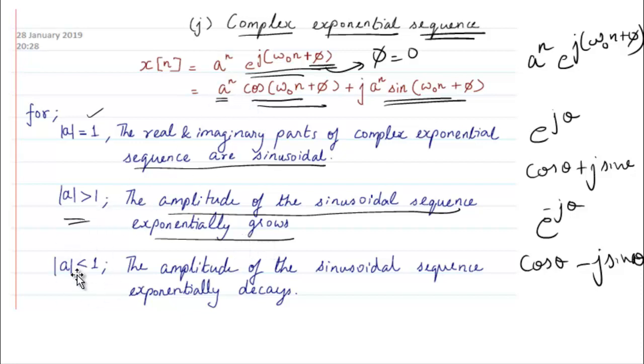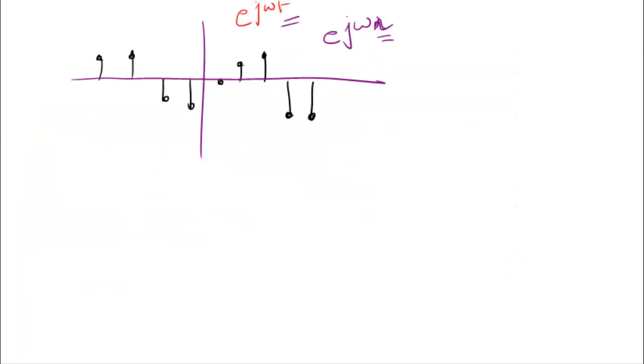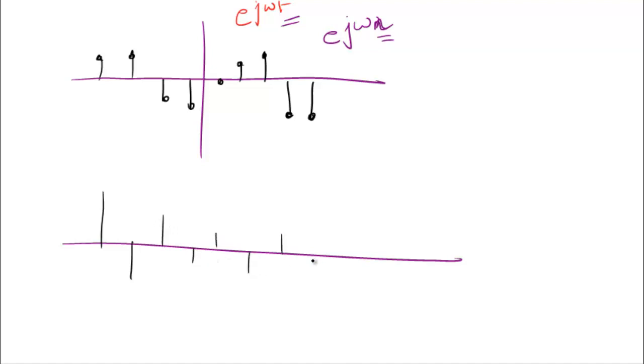So if a is less than 1, it is going to be exponentially decaying. You will have basically some set of values which will be decaying, and it will be basically some sinusoidal signal only. Originally it might be some sinusoidal signal like this, but obviously in discrete time we will never show it as a continuous curve.